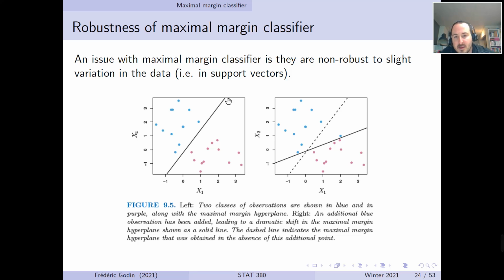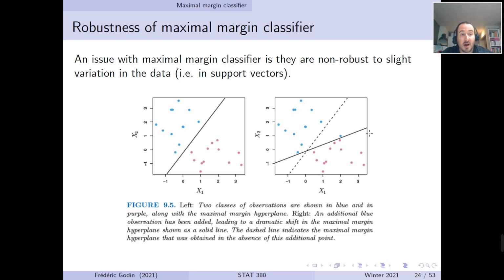So for example, let's say this is our data set and this is our maximal margin classifier. But what happens sometimes if you only add a single point to your data? Let's say this new blue point here was added. Then we see that if we add a single point, the separating hyperplane completely changes. So by adding one point to your data, you have a drastically different result.